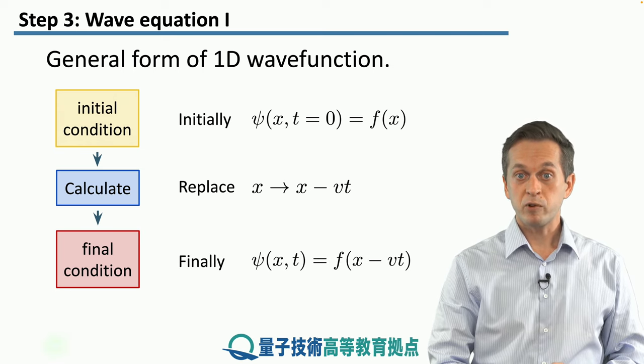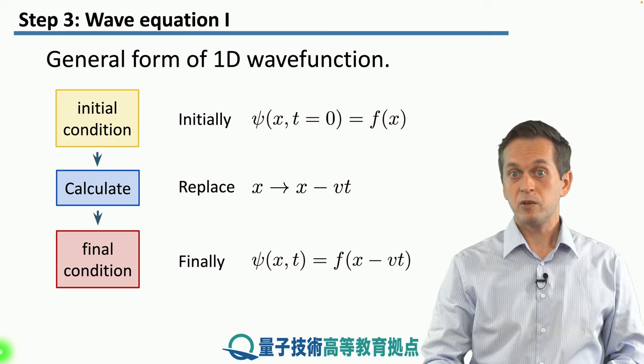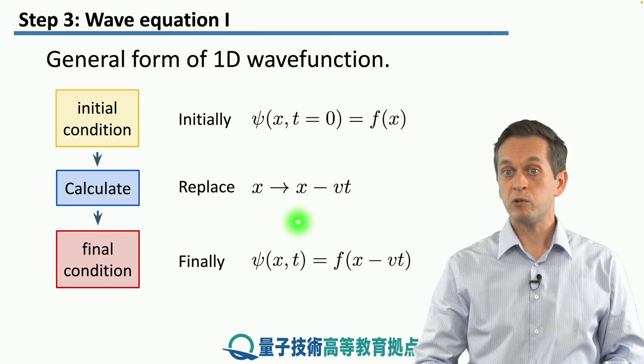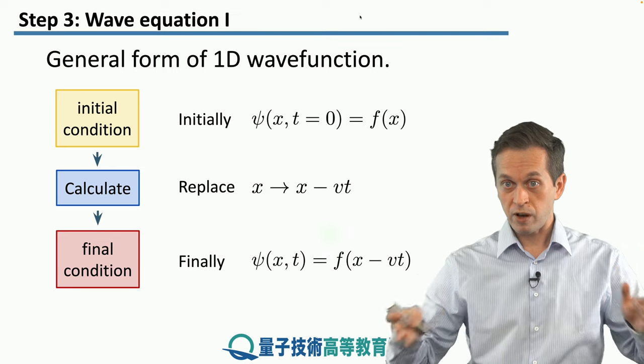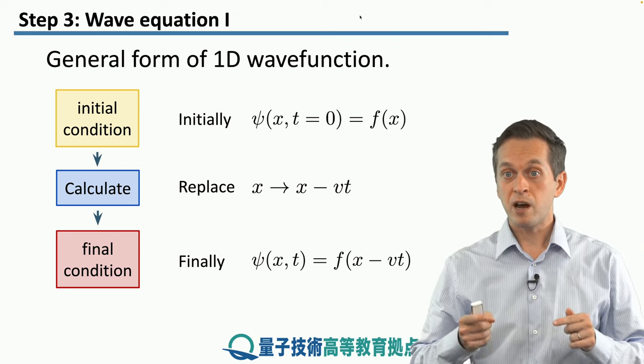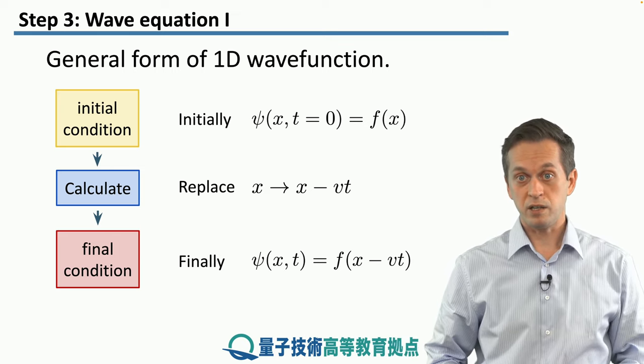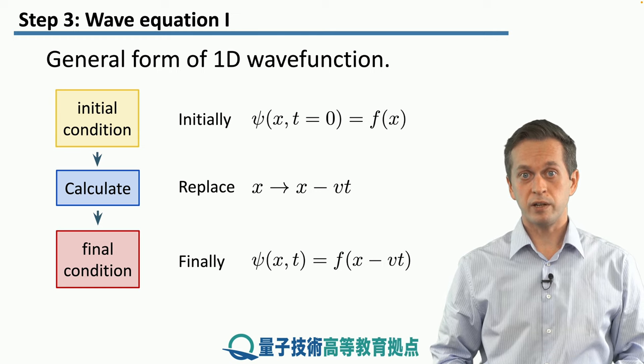And that will give us our final state. So describing a propagating wave in time is very simple. We just have psi of x and t equal to f, our functional form for the wave, but now the argument is x minus vt. So let's see how this works on an example.